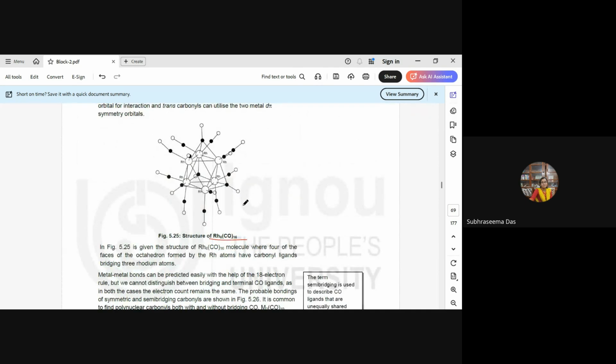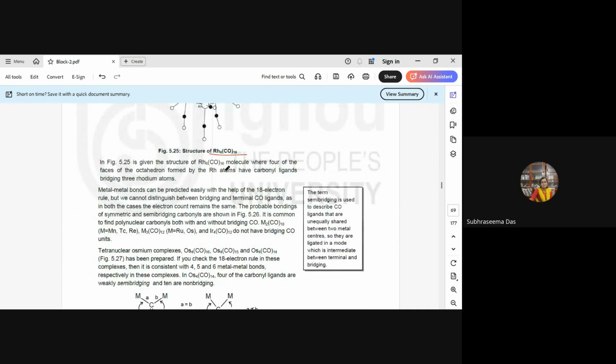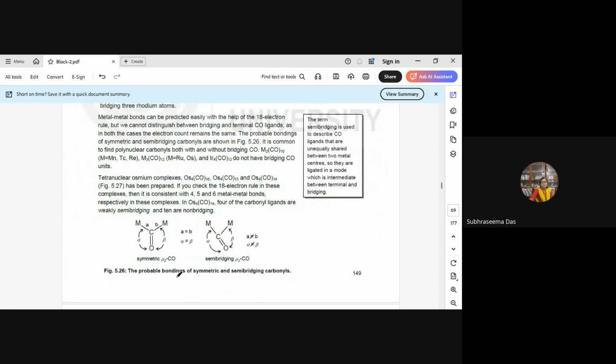So if this is the structure of this molecule, the metal-metal bonds can be predicted easily with the effective atomic number rule. But from the effective atomic number rule, we cannot distinguish which is bridging CO and which is the terminal CO. So the probable bonding of symmetric and semi-bridging carbonyls has been shown here. This is the probable bonding type.